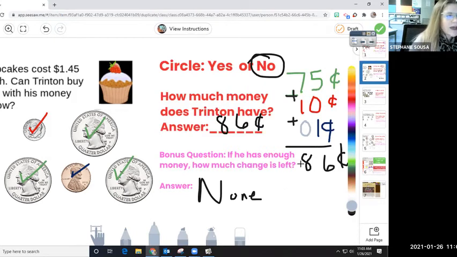I found that Trenton had 86 cents, and dang, Trenton ain't getting no cupcakes. It's a sad day. Joe didn't get his fries. Trenton didn't get his cupcakes. Y'all ready to let somebody have something? I am. I want people to have their money. So you should have been able to answer 86 cents. No. And if he has enough money, how much change is left? There won't be any change because he doesn't have enough money.